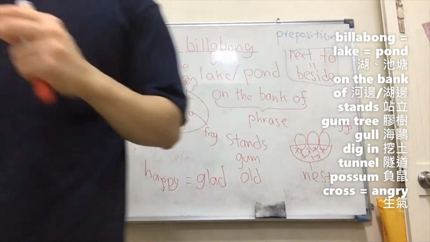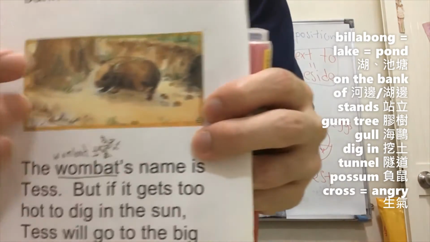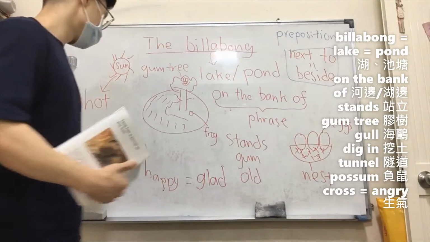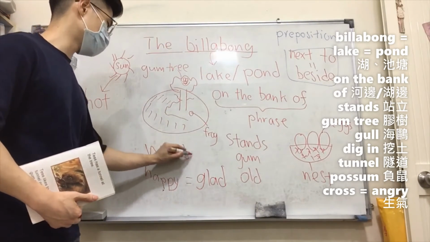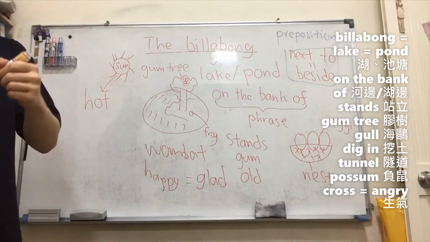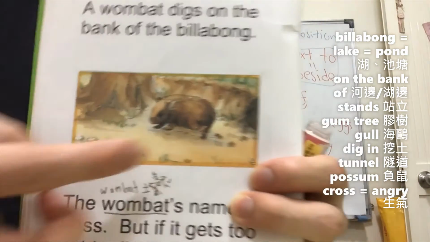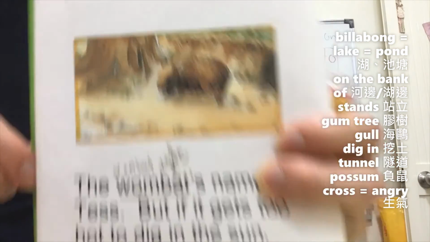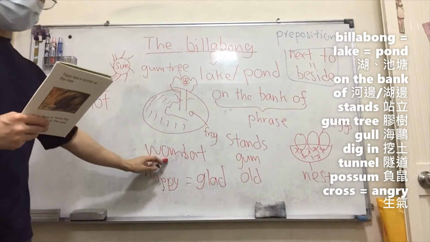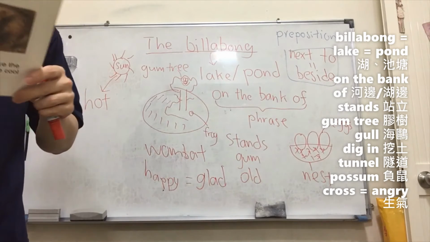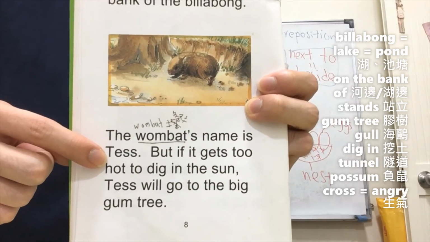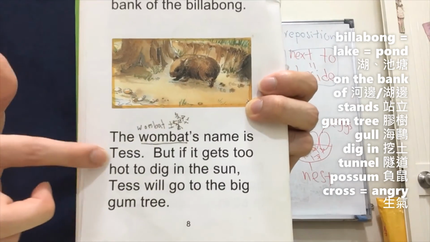Alright, so now we have one more new member, right? We have the wombat. You still remember what is a wombat? Okay? W-O-M-B-A-T, right? You have learned this word before, wombat. Okay? So this is a wombat, alright? Okay. So now that you know what is a wombat, the name of the wombat is Tess, right? T-E-S-S, Tess. Okay? The wombat's name is Tess.